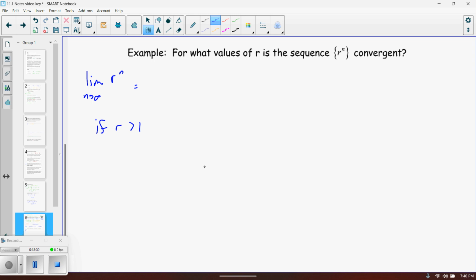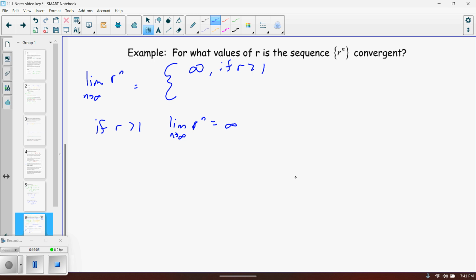All that can happen is for this thing to get bigger and bigger and bigger if r is bigger than 1. If that is the case, then we would just say that the limit as n goes to infinity of r to the n is going to be infinite. So we know that it's going to be infinity if r is bigger than 1. Okay, that one should just kind of be hopefully obvious.